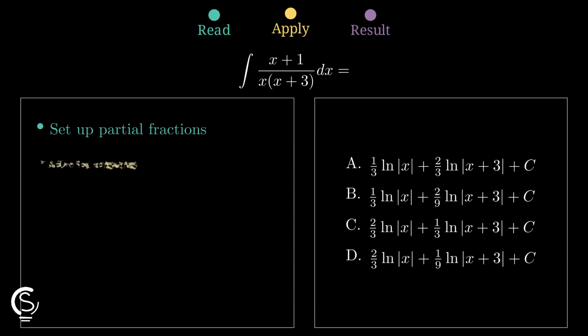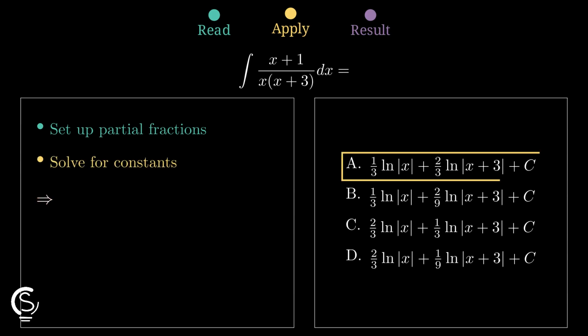Finally, integrate each term separately. This gives 1/3 natural log of |x| plus 2/3 natural log of |x + 3| plus C.